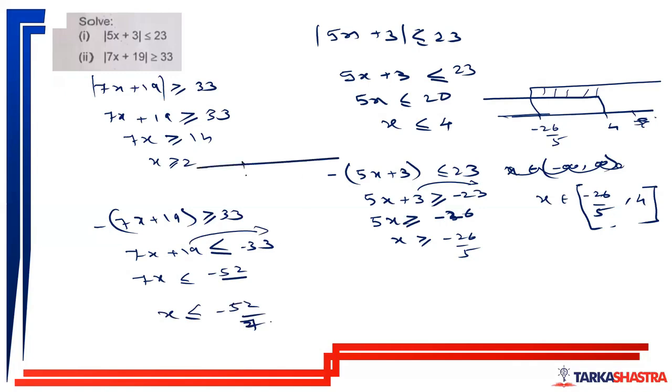Let us plot these values, minus 52 by 7 and 2. It should be less than or equal to minus 52 by 7, or it should be greater than or equal to 2. Now here if you substitute any value of x, let us say 3, 4, this modulus will be satisfied. So here x belongs to minus infinity to minus 52 by 7.